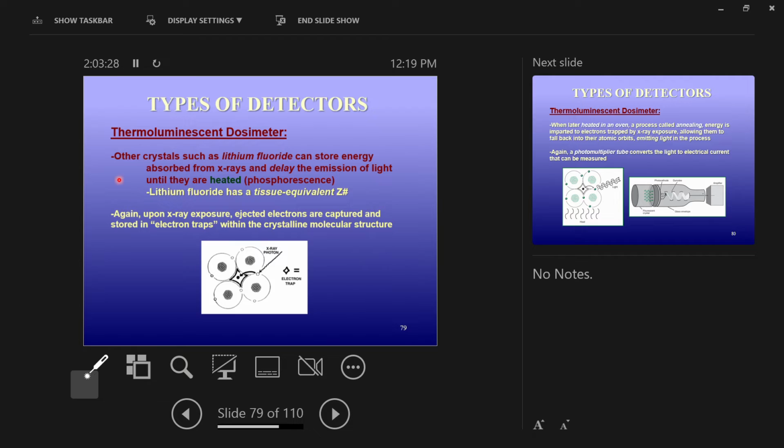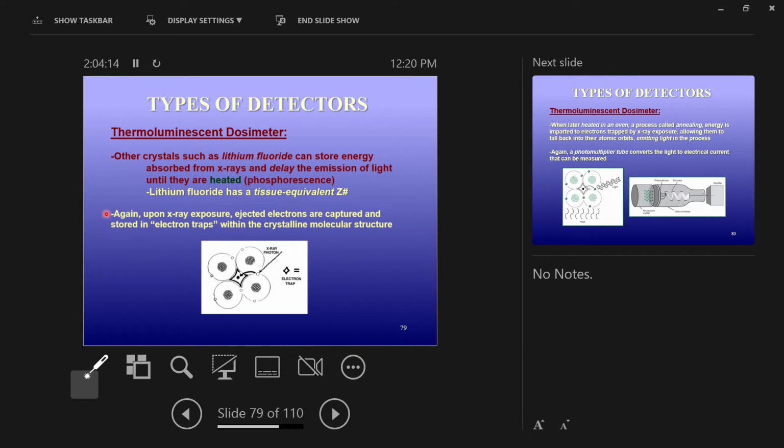The only difference between OSL badges and these TLD, thermoluminescent dosimetry badges, is that the material is different and it responds to, instead of visible light, heat when the badge is given back to the company. So you should remember, TLD badges use lithium fluoride as the material. They re-emit their energy when they are heated. And again, it's no mystery what heat is anymore to you guys. Heat is just electromagnetic waves, but at a longer wavelength than visible light. It's the same thing, right? Just a different energy.